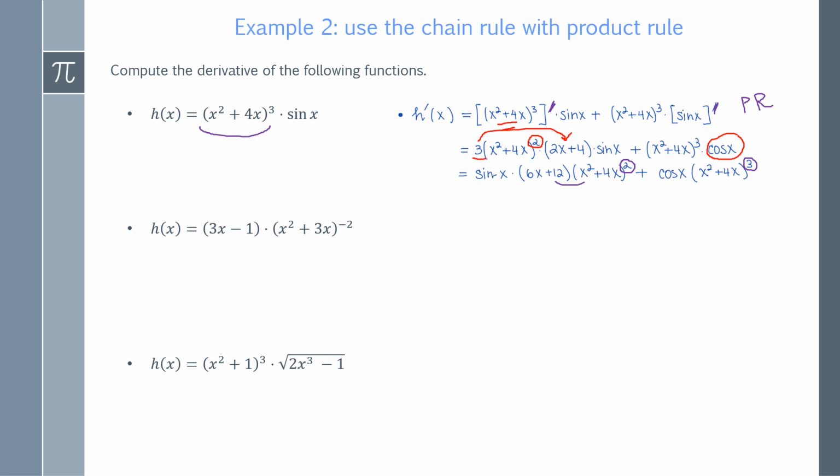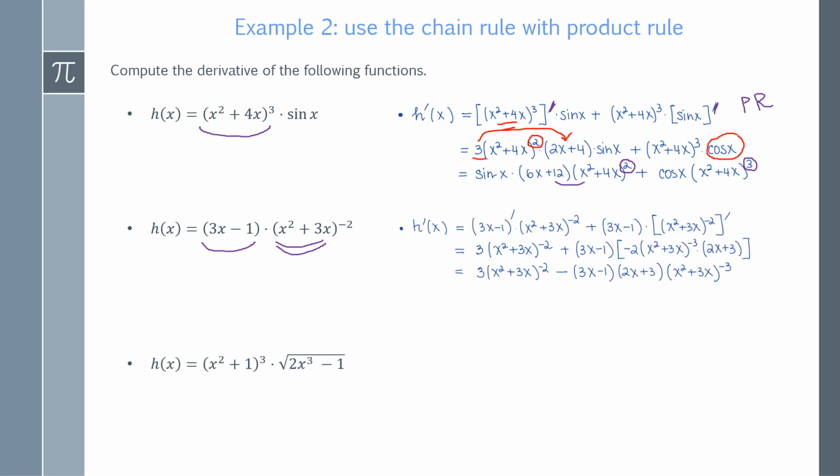Okay, let's take a look at the next example. Here we have a product of these two functions. The first one is 3x minus 1. And the second function in this case is a composition, right? So we have (x squared plus 3x) raised to the negative second power. Now the first thing I'm thinking is, okay, I'm going to need to apply the product rule and also the chain rule to the second function. All right, let's take a look at the solution.